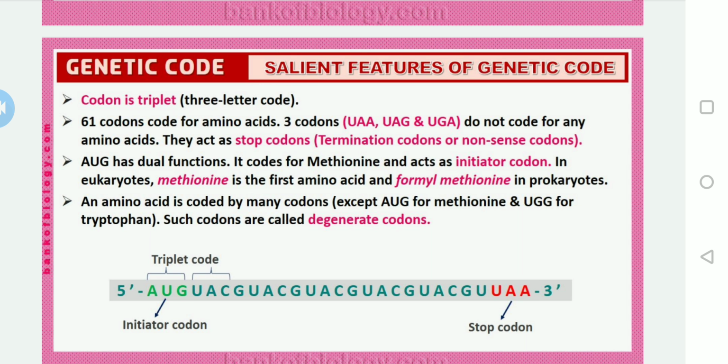In case the AUG is absent, GUG also acts as the initiator codon. Here methionine is the first amino acid, and it is formyl methionine in the case of prokaryotes.